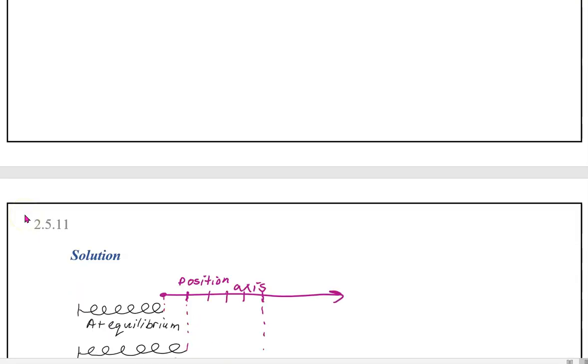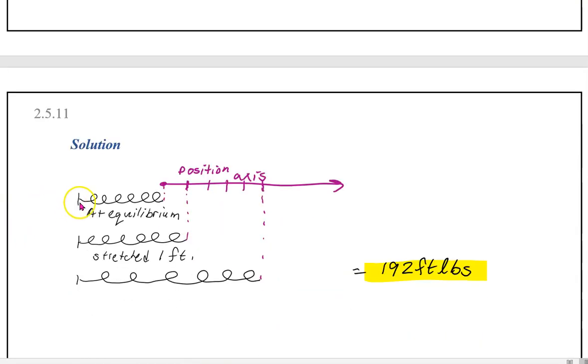For this one, we're going to draw a picture now that you can see here. At equilibrium, it is here. Ours is already stretched to 1 foot, which means it requires force to maintain it there. Now we want it to stretch even further from 1 foot out another 4 feet to 5 feet. In other words, we're moving from 1 foot here out to 5 feet out here. This means that when we set up our integral, we'll be integrating from x equal 1 foot to x equal 5 feet. This is not the same thing as integrating from 0 feet to 4 feet.